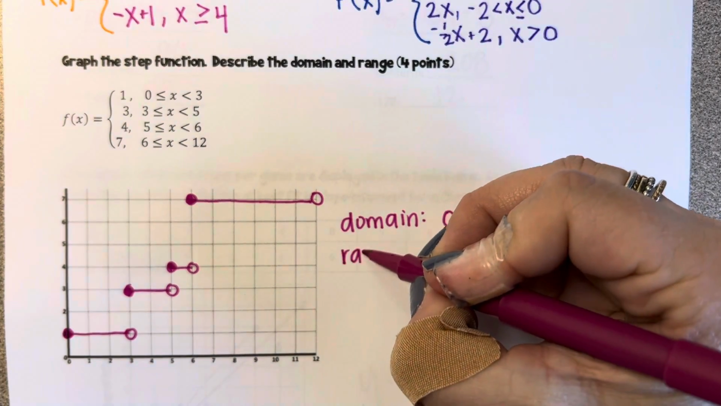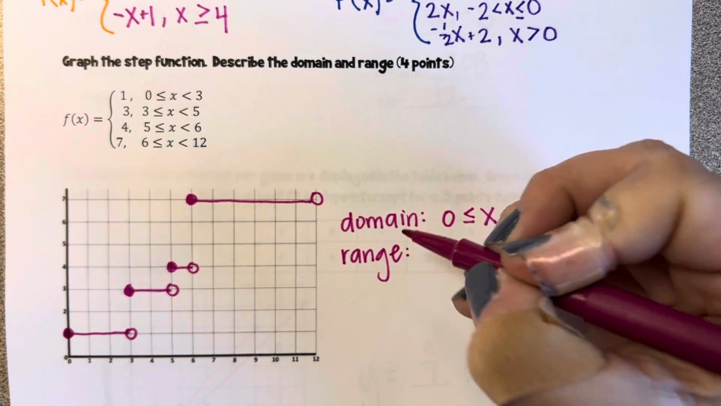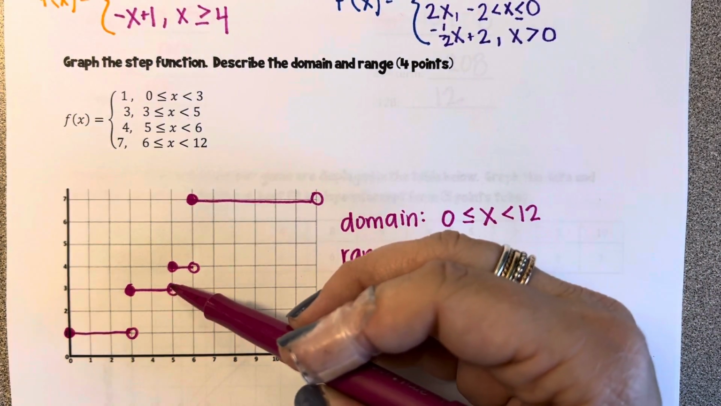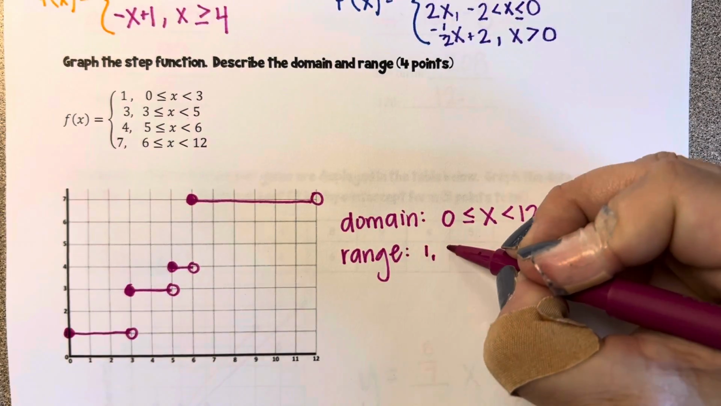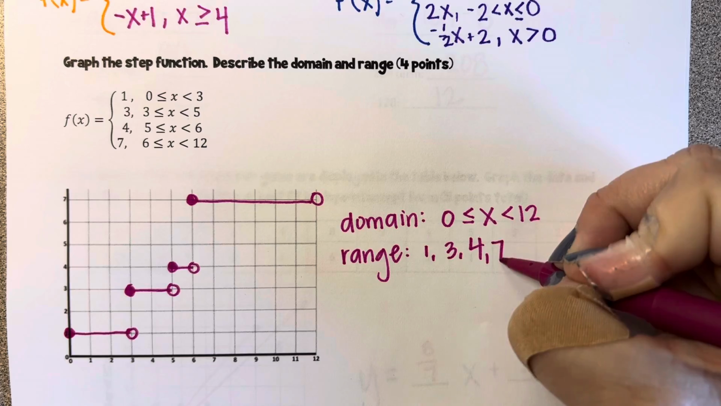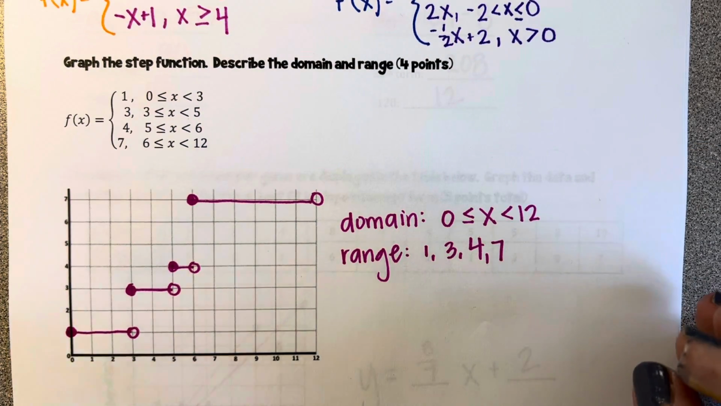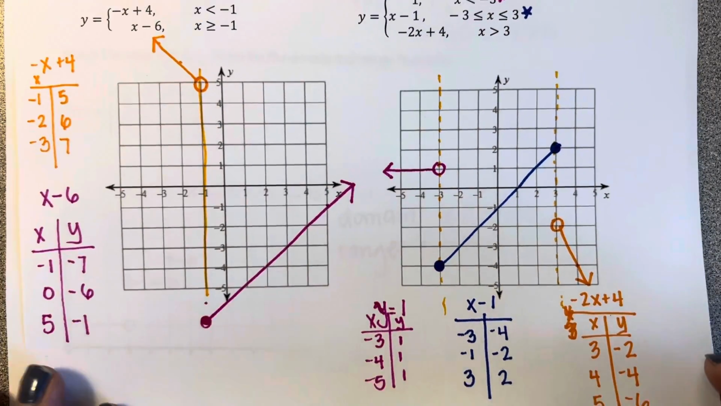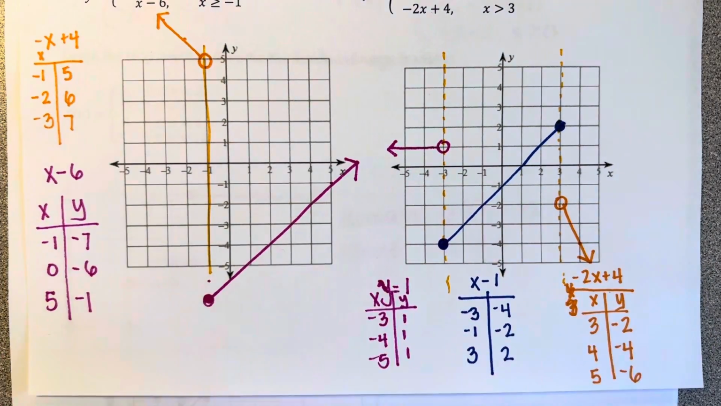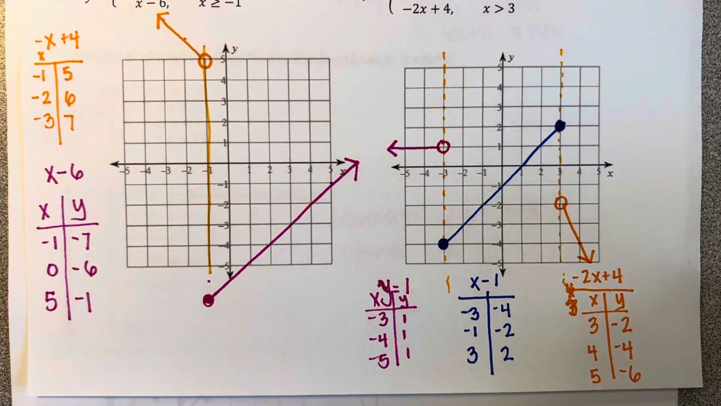And then the range are what are our possible y values. They are 1, 3, 4, and 7, right? They're just all of these right here. 1, 3, 4, and 7. So let's go back to the last page where I kind of skipped out on talking about domain and range. So my bad. Okay, on this first one right here.